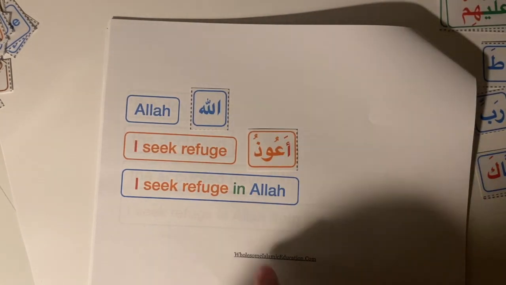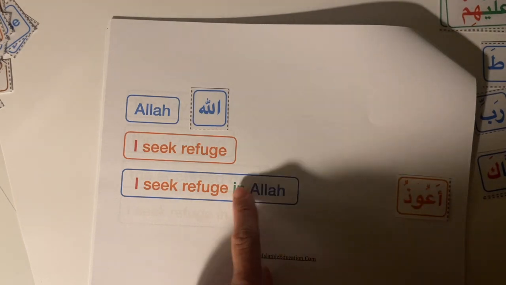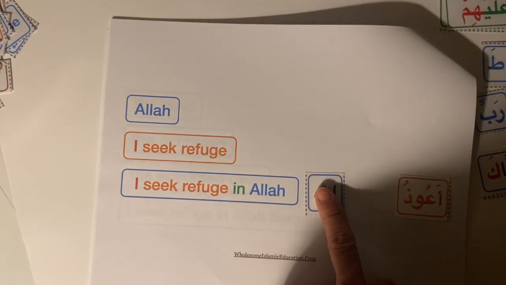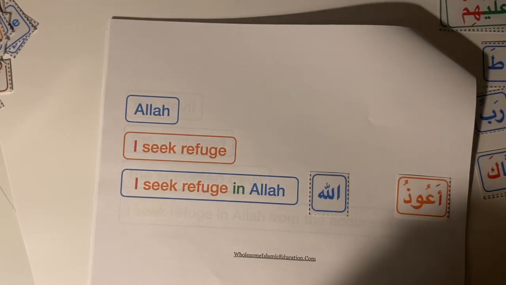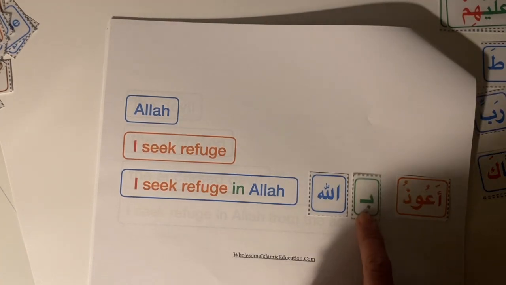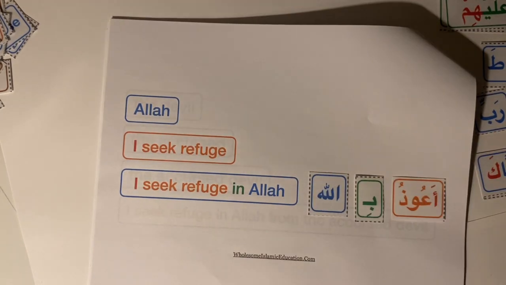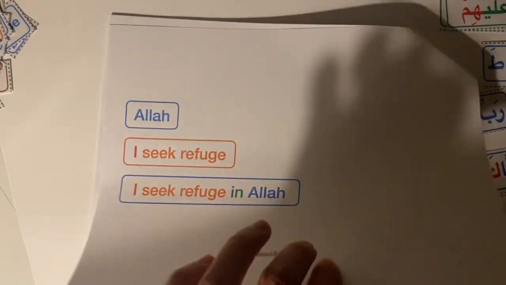I want to say I seek refuge in Allah. So I seek refuge is A'udhu. What is in? We have Allah over here. Of course, they can remember the ta'awudh. A'udhu billah. So I have to add the ba over here. It becomes A'udhu billah. I seek refuge in Allah. Okay, now let's move on to the next one.